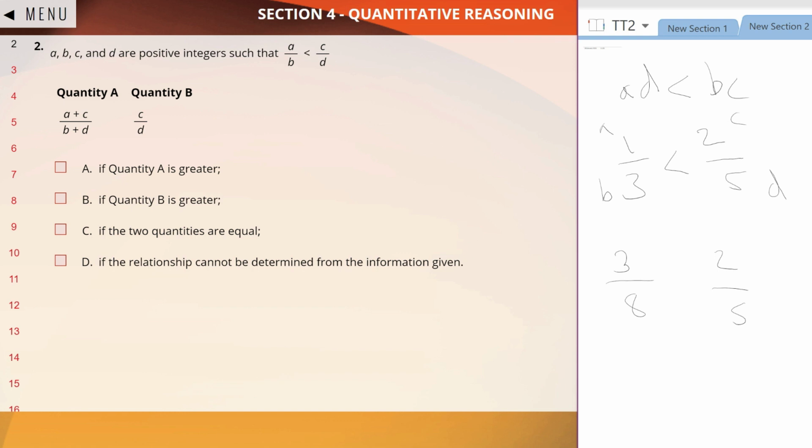Now it's good to know off by heart that 1/8 is 12.5%. So 3/8 is 37.5%, whereas this is 40%. So as I thought, quantity B is bigger. Great question, quite hard, but I had to pick numbers.